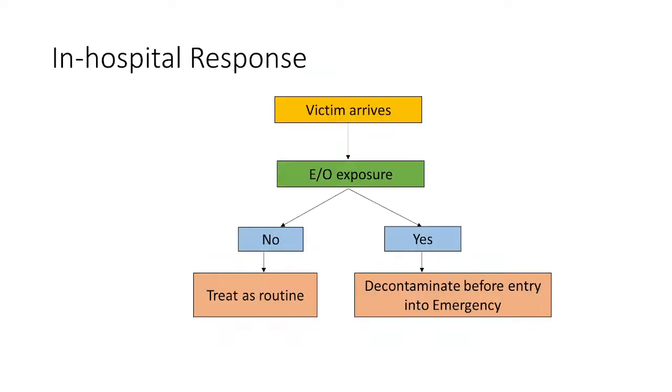So in hospital, when victims arrive, you again assess. Is there any evidence of contamination? If there is any evidence of contamination, there should be a decon area just outside the hospital. Decontaminate the patient and then shift the patient in. Only sometimes, when the patient needs some life-saving measures, you can take the patient to the ER and simultaneously do the decon. So as much as possible, try to decon first and then treat the patient. Okay.